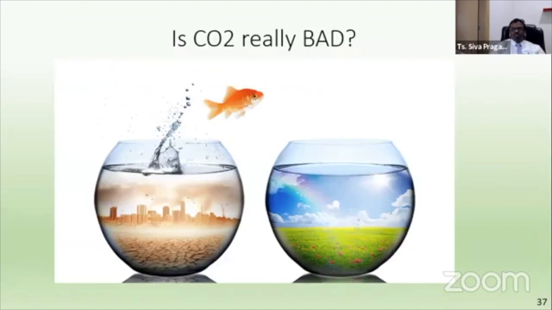Now the question again is, is CO2 really bad? Do we need to jump from one bowl to another like the goldfish, right? In one, you can see here, this is the dystopian society. It's like watching Matrix, and then you jump to the beautiful blue sky with green earth. Is it really that bad? The founder of CO2 itself, the scientist Arrhenius, actually said that CO2 in a controlled manner is good. In the short term, it's good for the earth because it prevents the ice age from happening again. CO2 is so important even for plants.